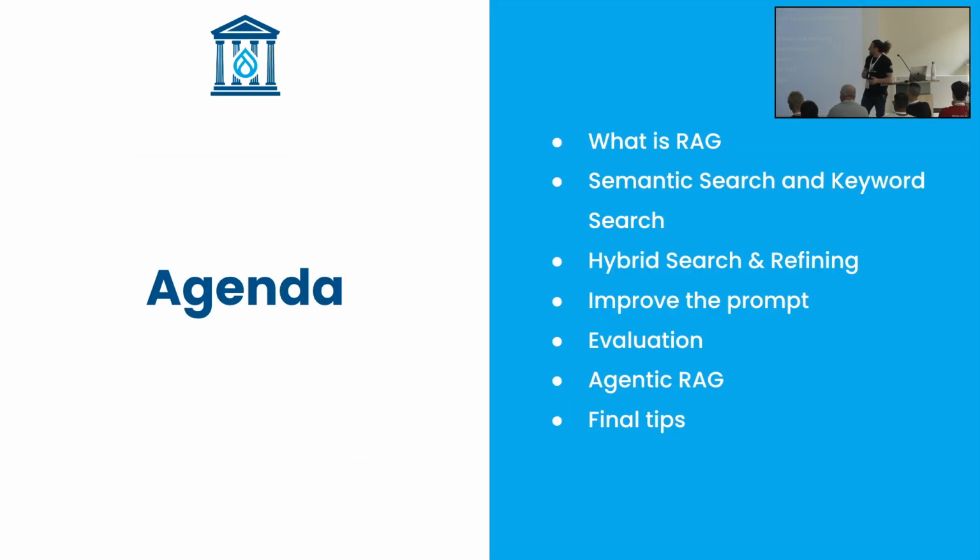So today, we're going to talk about RAG, the fundamentals of RAG. So all the components, and we're going to see the difference between the semantic search and the keyword search, how we can combine them in the hybrid search, and refining the result from both the searches. Then we're going to see how we can improve the prompt, how we can evaluate our system, and also we're going to see how an agentic run can work, and then there will be some final tips and thought at the end.